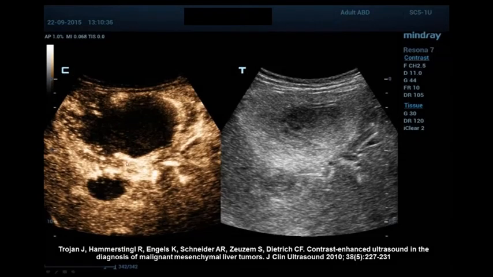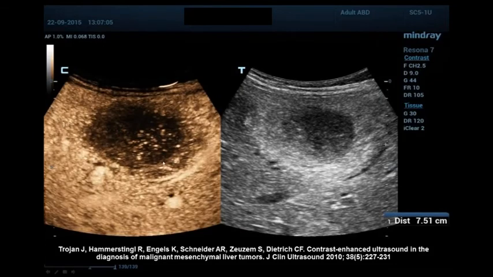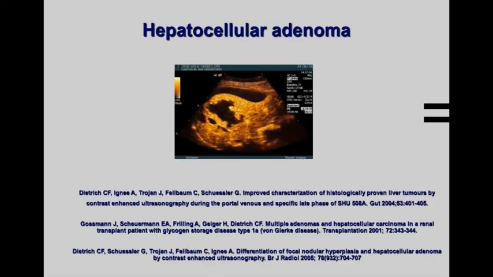Shown here, hyperenhancement like hemangioma, but the same area is hypoenhancing 2 minutes later. This could be sarcoma, or in this case, histologically proven hemangioendothelioma. The story of hepatocellular adenoma is very important for the differential diagnosis of malignant liver lesion.